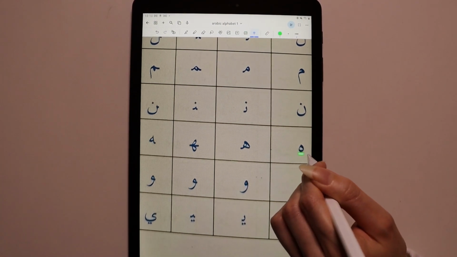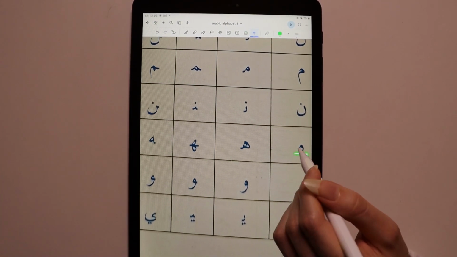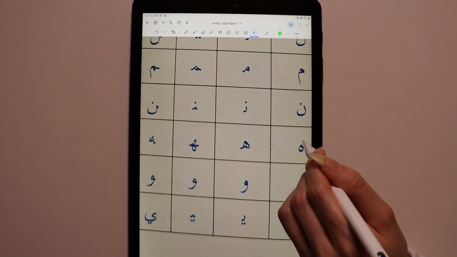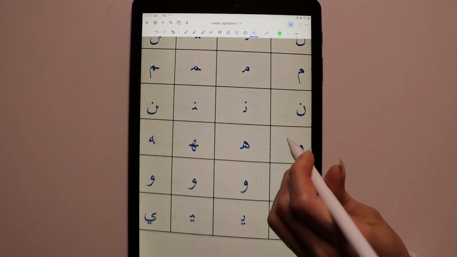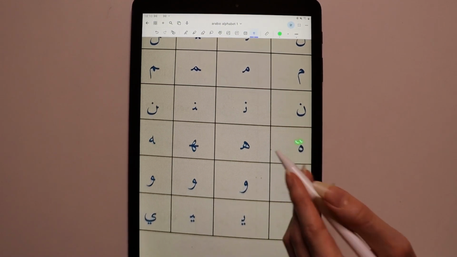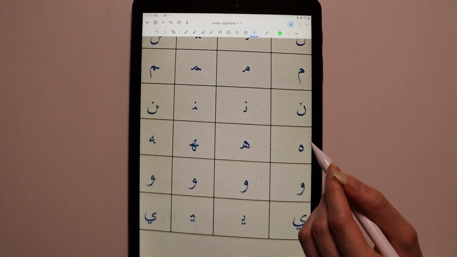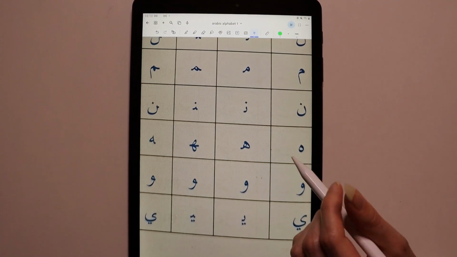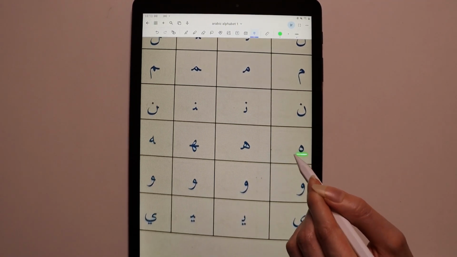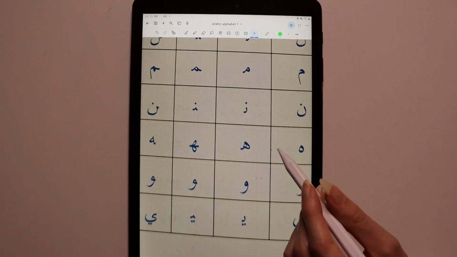So this is the isolated form. This is also the ta marbuta. When it has two dots on top of it, then it's pronounced like a T. But I'm not going to talk about this today. But yeah, this is the isolated form, just almost like a circle.